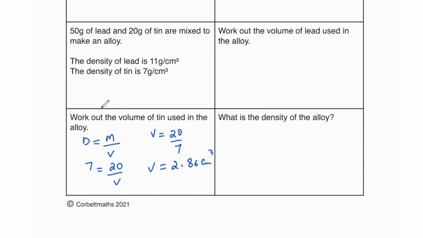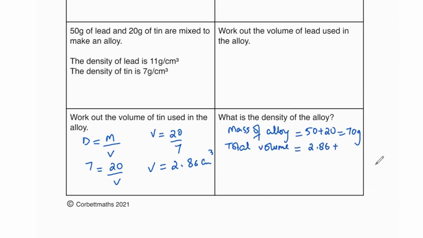Now it says, what is the density of the alloy? For the density of the alloy, first we find the mass of the alloy. So mass of alloy is going to be 50 plus 20, which is 70 grams. Total volume is going to be 2.86 plus 4.54. And that's going to give us 7.4 centimeter cube. So density is going to be mass, which is 70 over volume, which is 7.4. And that's going to equal 9.54 grams per centimeter cube. That is the density of the alloy.